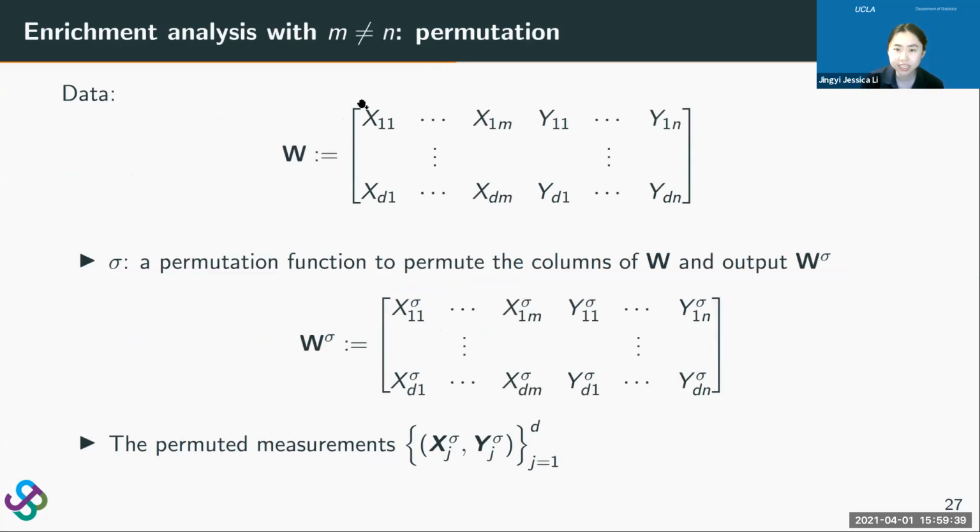So let's call this matrix W. The first m columns are from the experimental condition, the last n columns from the background condition. We define sigma as a permutation of the columns. After the permutation, we still call the first m columns the new experimental condition, and the last n columns the new background condition, but we know that it's not really true. For the permuted measurements, we will still denote each jth row as x_j^sigma, y_j^sigma, where j goes from 1 to p, the rows.